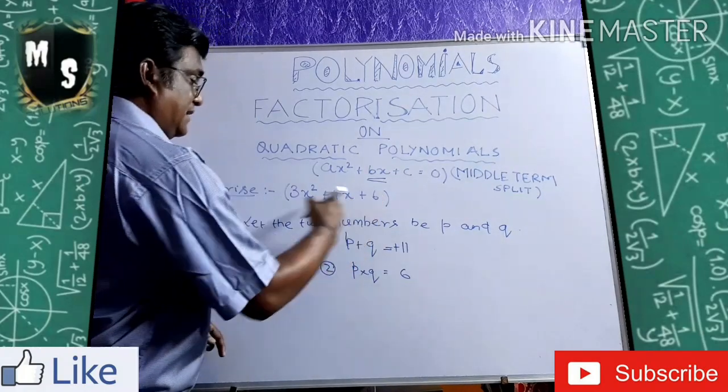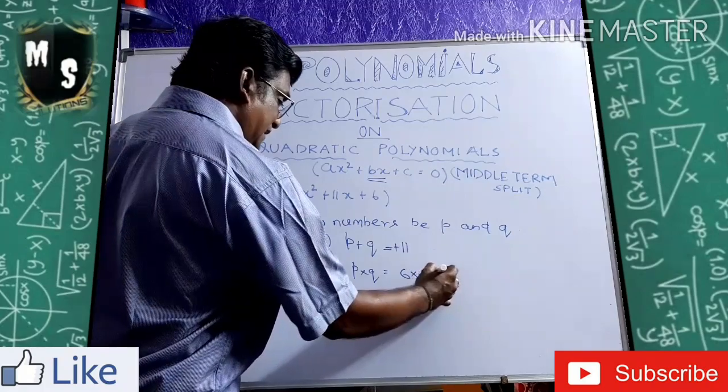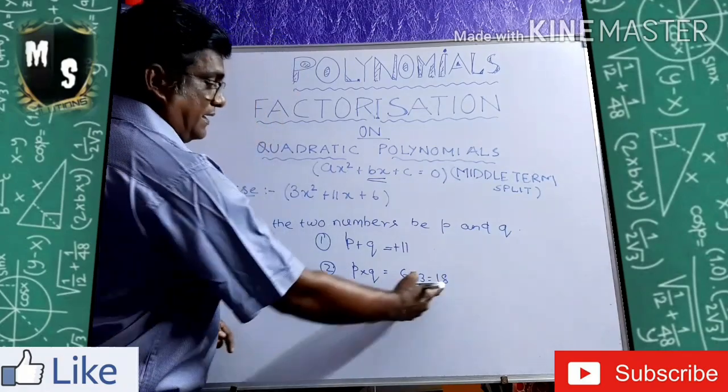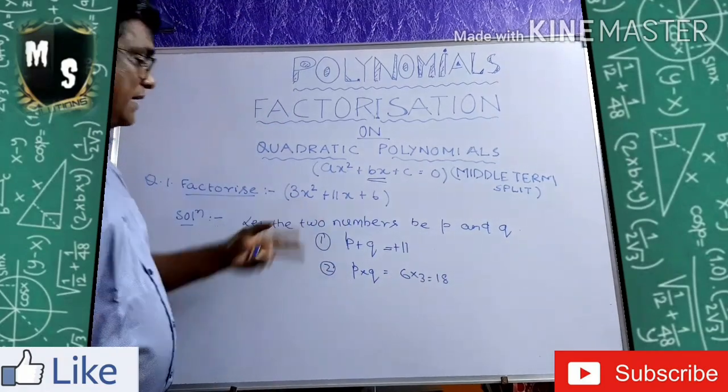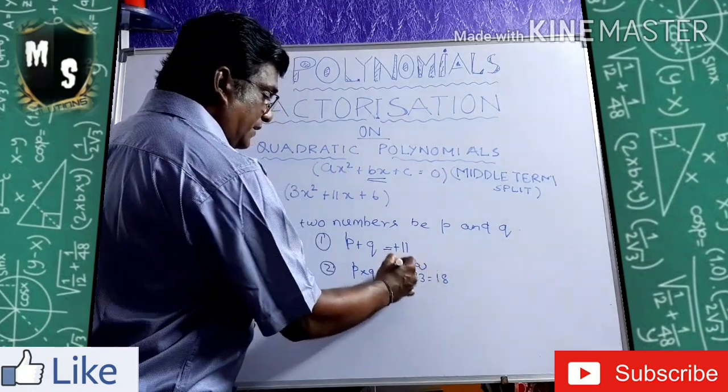That means c into a. Sorry, c into a. That is 6 into 3, that is 18. It is going to give me 18. So directly you can write. I just write it for your better explanation. It is c into a.